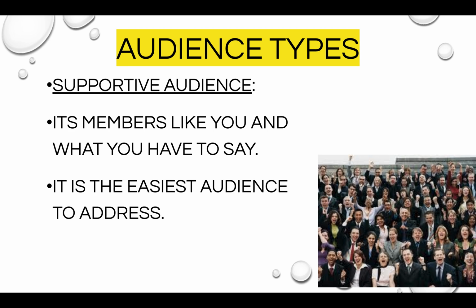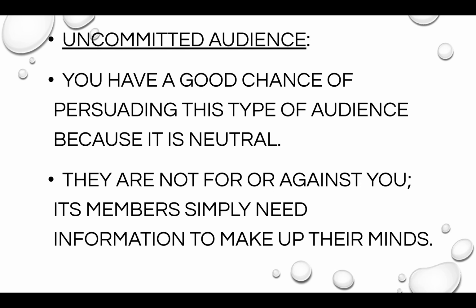A second one is the uncommitted audience. This audience, well, you have a good chance of persuading them because they're neutral. They're sitting on the fence. More often than not, they're not for you, they're not against you. All they need is a little more information to make up their minds. And so your job with an uncommitted audience is to provide that information that will sway them to join your side and go with what you're trying to sell them on.